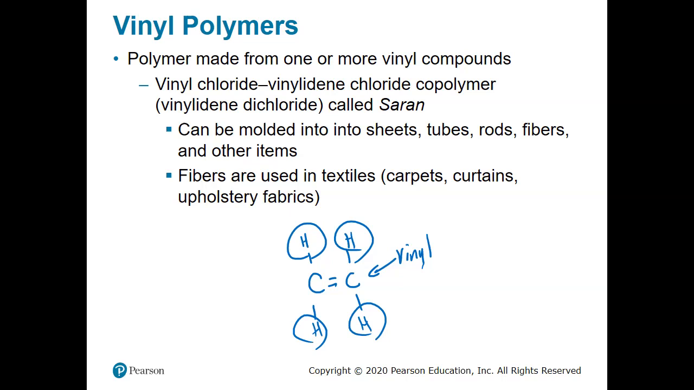So Saran's a very versatile product. We can mold it into sheets, we can mold it into rods, fibers, other things. When we spin it into fibers, those fibers can be put into textiles, which can be made as part of carpets, curtains, upholstery, a whole bunch of stuff.